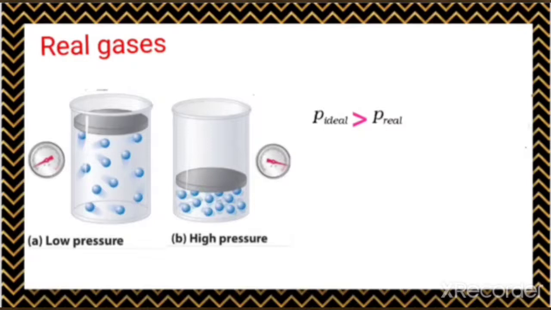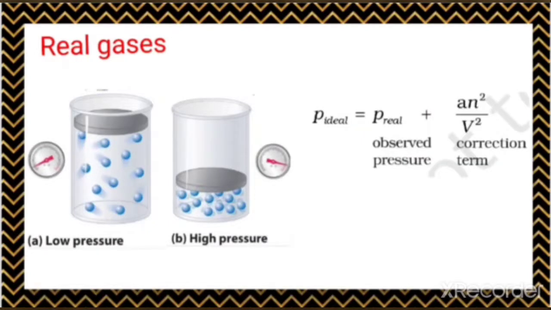So how much will be the less? In order to equate this value, how much is the less value that will be added? That is a correction term here. So P ideal is equal to P real plus that correction term. That is, P ideal is equal to P real, the pressure for the real gas, plus A n square by V square, where V is the volume. Here A is a constant.